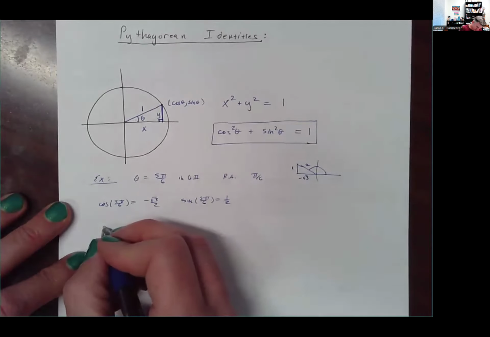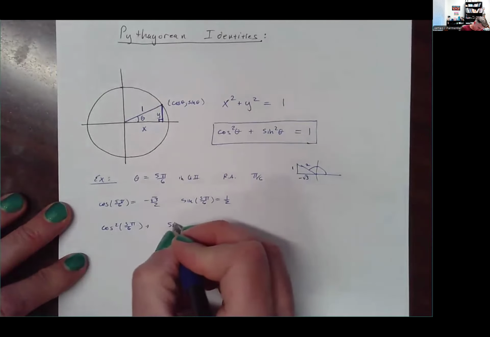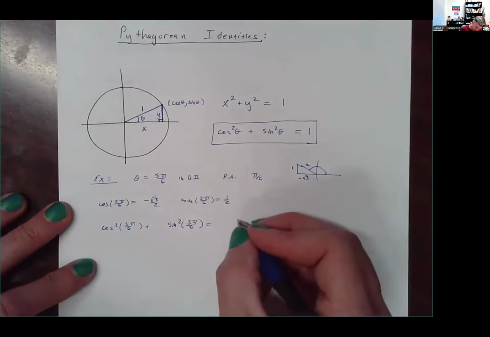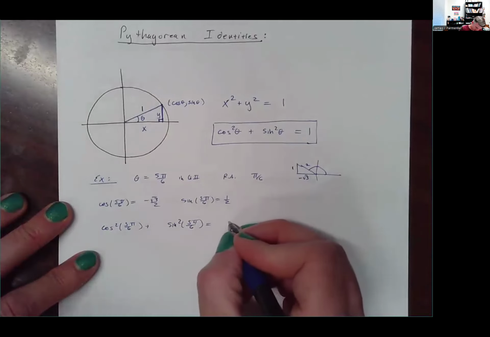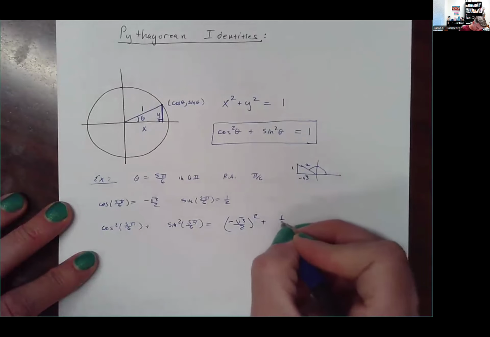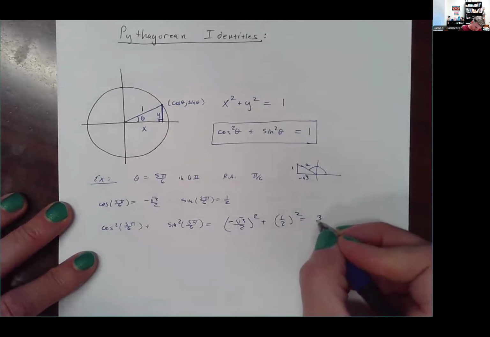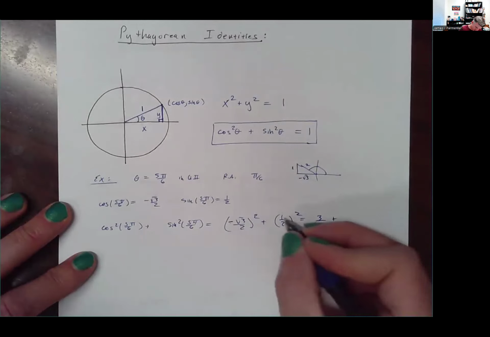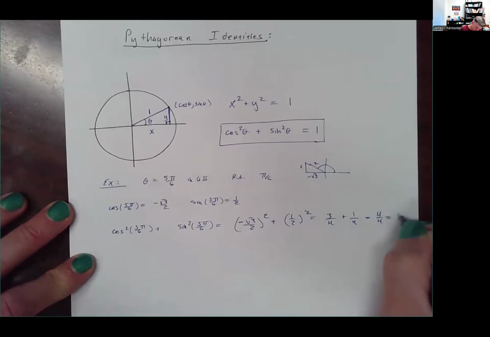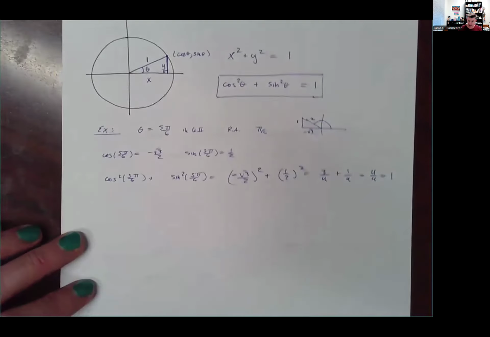And so then if I do cosine squared of 5 pi over 6 plus sine squared of 5 pi over 6, I end up getting, well, cosine is negative root 3 over 2, so I get negative root 3 over 2 squared plus 1/2 squared, which is equal to negative square root of 3 squared is 3, 2 squared is 4, 1 squared is 1, 2 squared is 4, and 3/4 plus 1/4 is 4/4, which is equal to 1. Checks out. There are two other ways of writing this identity.